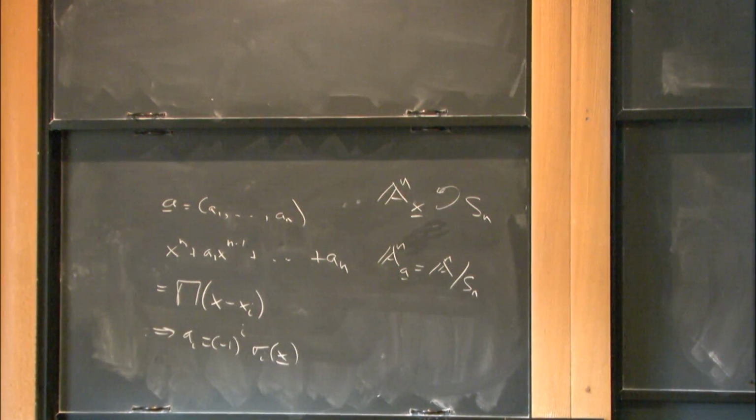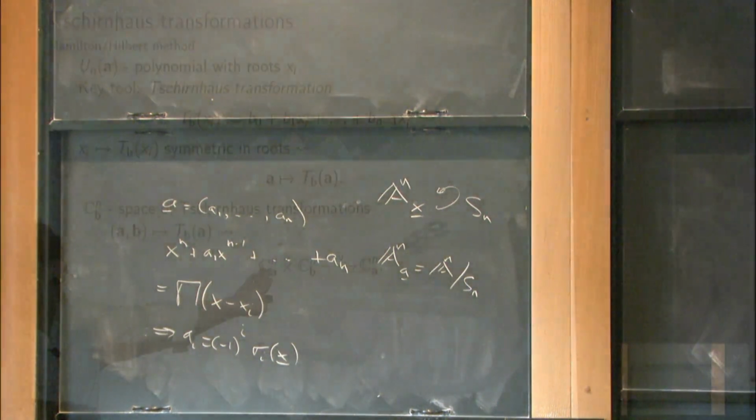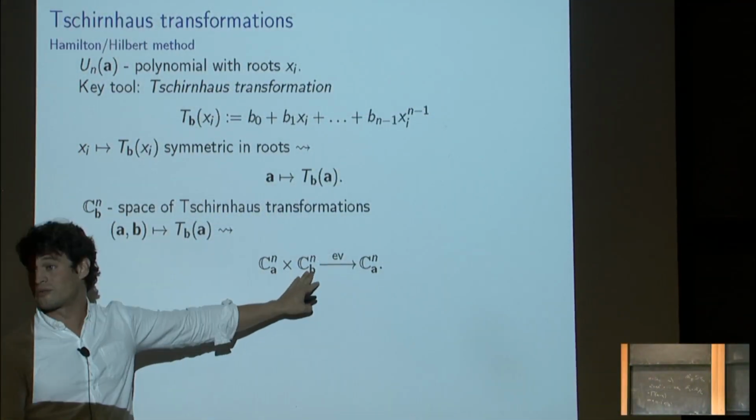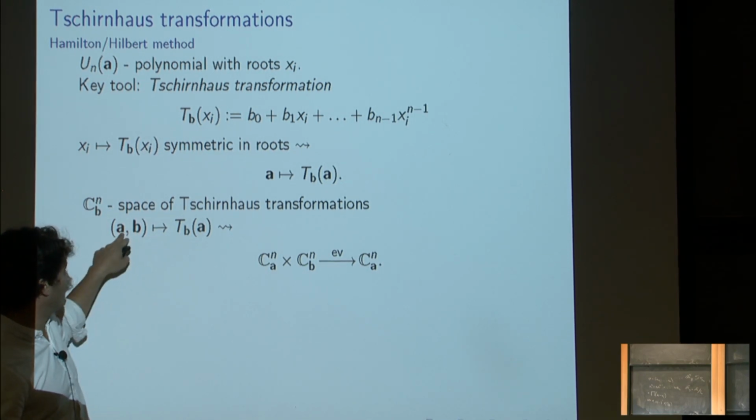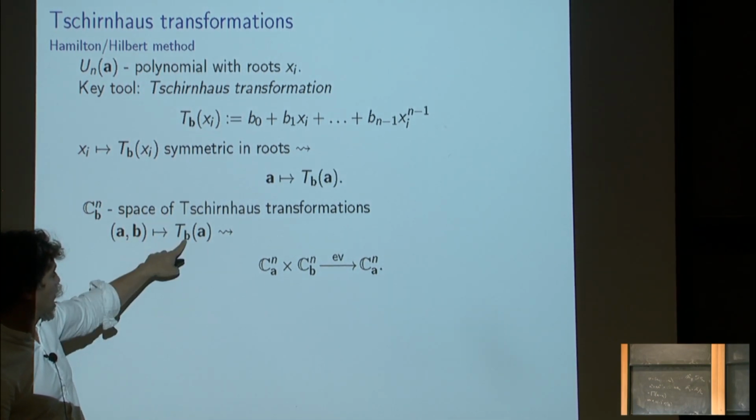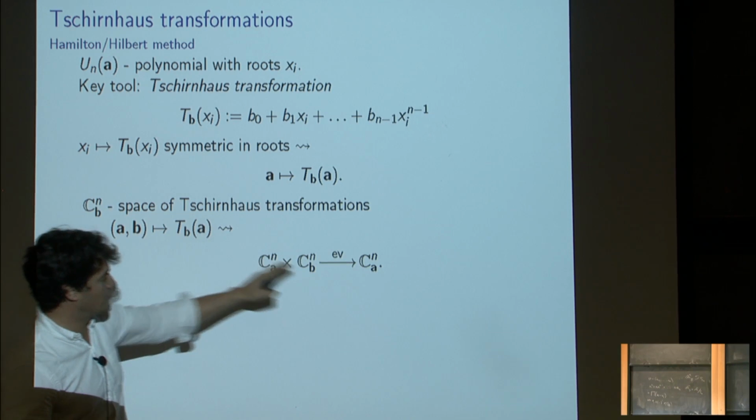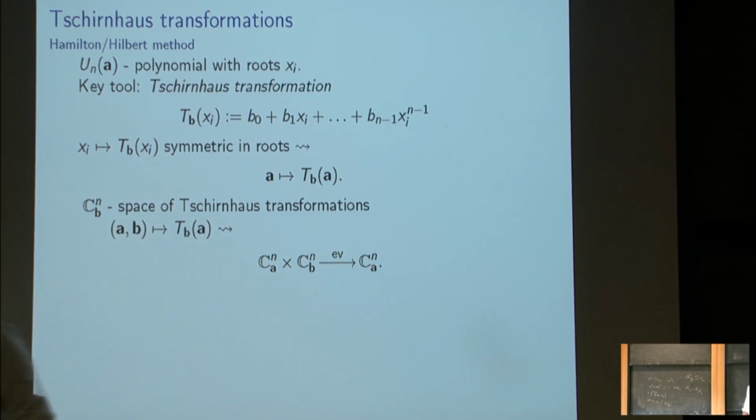All right, so what I was saying is this A is the parameter space for polynomials by their coefficients. This B is the parameter space for Tschirnhaus transformations. And so if I take a polynomial and a Tschirnhaus transformation, I can spit out the transformed polynomial.